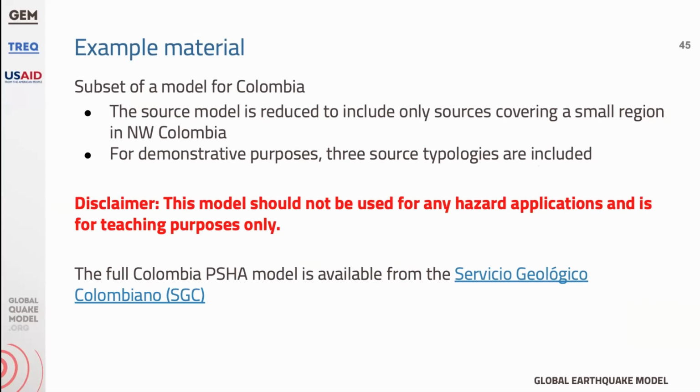So we're using example material that is a subset of a model for Colombia. We've reduced this to include just a small number of sources for demonstrative purposes. We tried to include various source typologies and a few different tectonic region types, but still made the model small enough to be run hopefully on everybody's computer and during a small amount of time here.